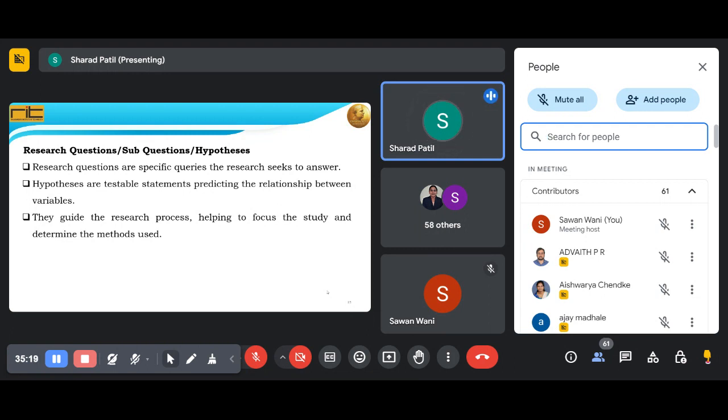Okay, so these hypotheses are nothing but testable statements that predict the relationship between the different variables. This hypothesis also guides the research process, helping to focus the study and determine the methods to be used to complete this research.